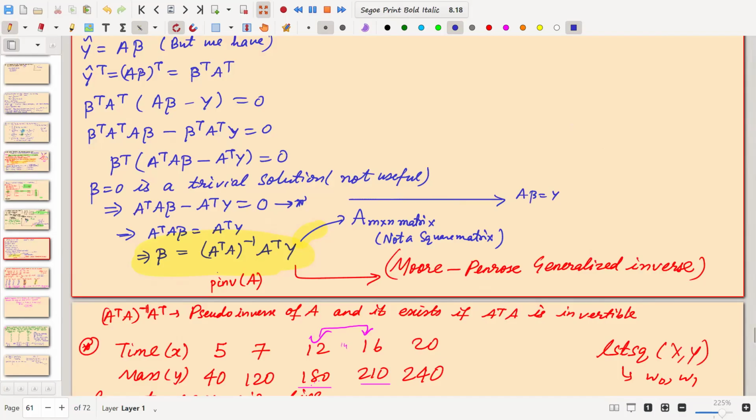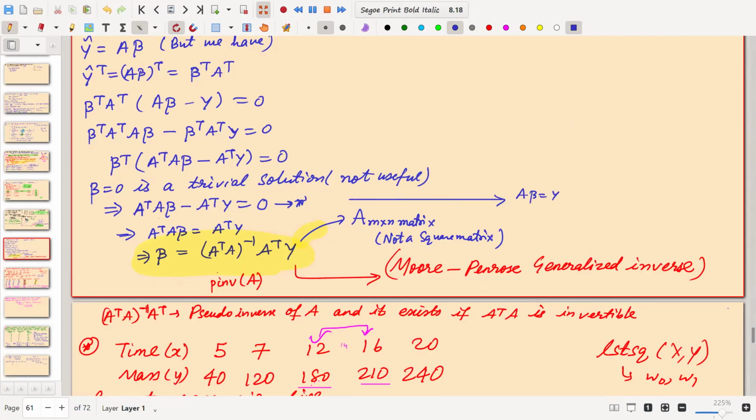Here you can take A transpose to be common, isn't it? Yes or no? A transpose is here, A transpose is here. Take common. A transpose cannot be 0. So y equal to A beta, and take the inverse. And take the inverse and get beta, no?